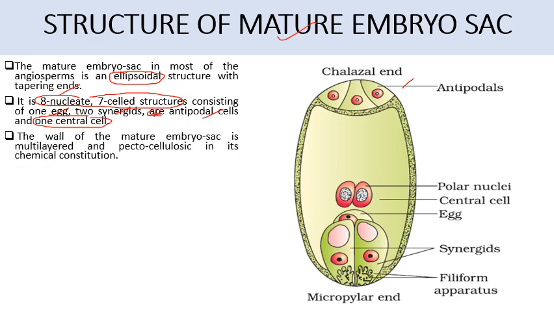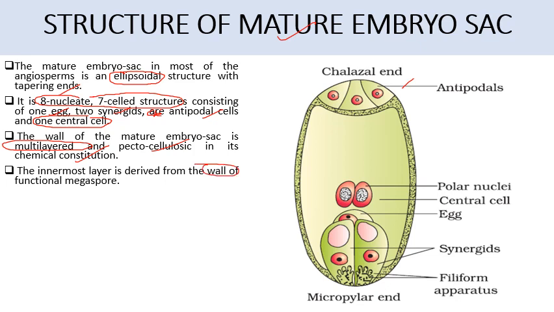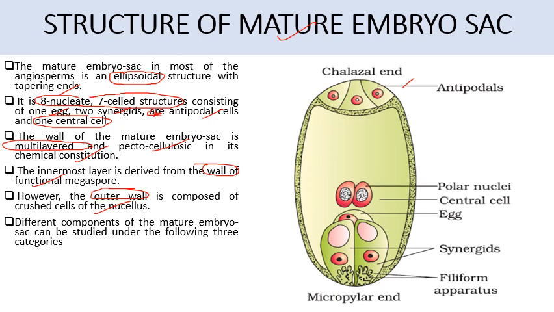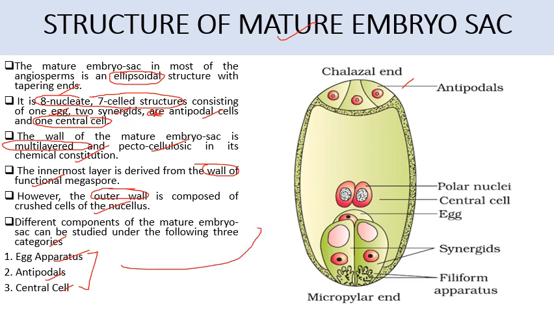The wall of the mature embryo sac is multi-layered and pectocellulosic in its chemical constitution. The innermost layer is derived from the wall of functional megaspore. जो inner wall है वो बनी होती है functional megaspore से, और जो outer wall है that is composed of the crushed cells of nucellus, वो बनी होती है nucellus के crushed cells. Different components of the mature embryo sac can be studied under the following categories: egg apparatus, then antipodals and central cell. So इन headings के अंदर हम एक mature जो embryo sac है उसको study कर सकते हैं.